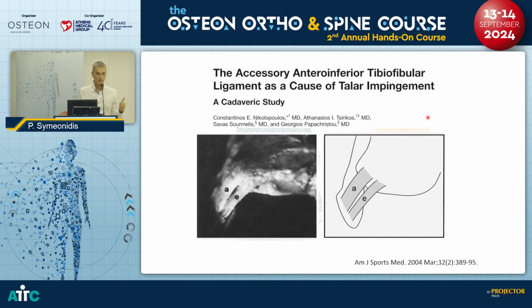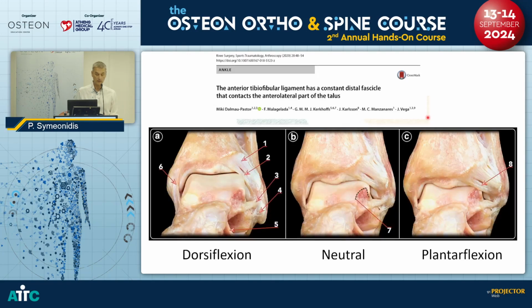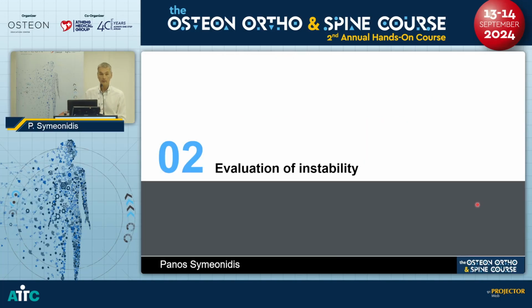Because that's the classical paper from Nikolopoulos back in 2004. They considered this as a cause of impingement. It is not a cause of impingement. You should check this intraoperatively and don't dissect this, don't debride it if not necessary. This has been shown in this beautiful cadaveric study because when you are in dorsiflexion, it does not touch the cartilage. When it goes to plantar flexion, it does touch this denuded area because that's where it's taught. So again, it is a part of the normal anatomy.